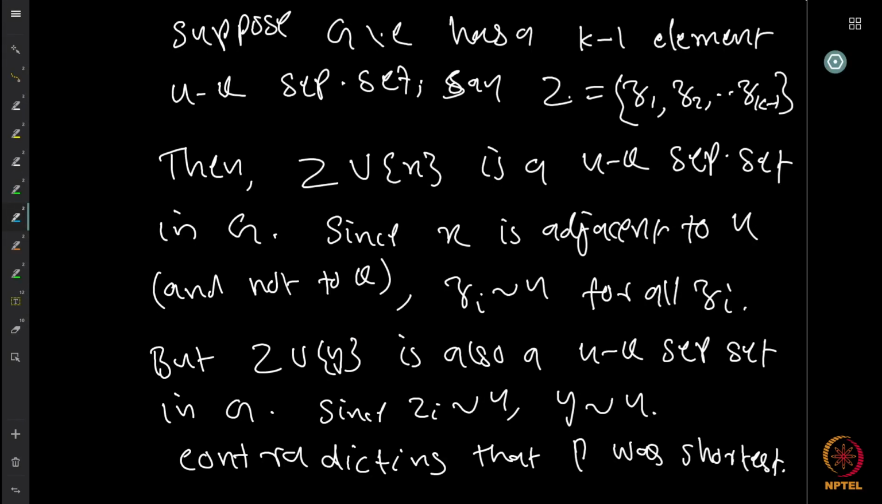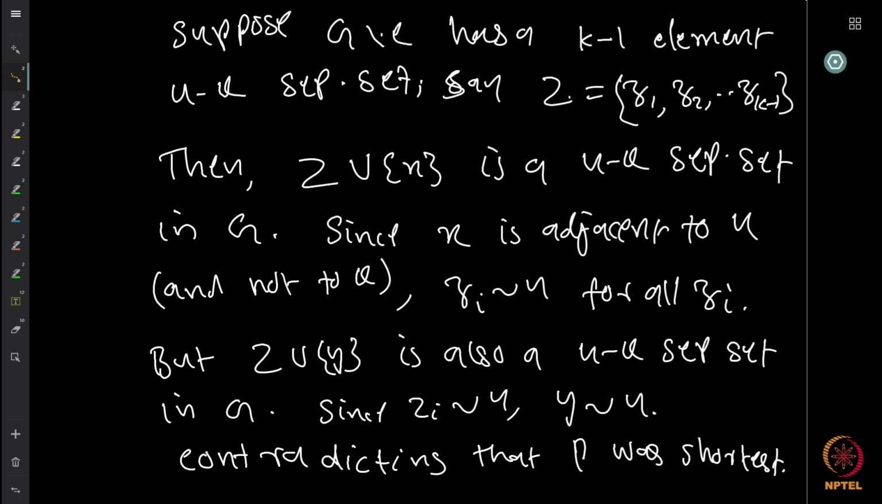Okay. Suppose, for the contrary, suppose that there is a k minus 1 element separating set in the graph G minus E. Okay. So we assume that there is such a separating set in G minus E. So we call the set, let's say Z, which is equal to Z1, Z2, Z3, etc., Zk minus 1. Okay, so we have a k minus 1 element separating set, we assume, in the graph G minus E.